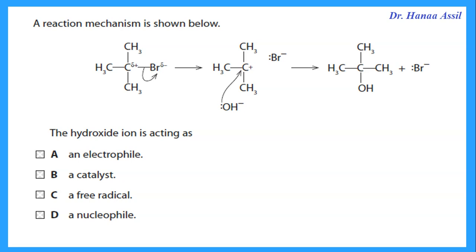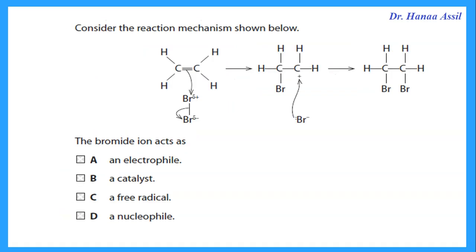We are removing the Br and we're replacing it with an OH. This is, in this case, the hydroxide ion acting as a what? The hydroxide ion here has a lone pair of electrons attacking a slightly positive carbon. It's acting as a nucleophile. Consider the reaction mechanism shown. In this case, the bromide ion is acting as what?